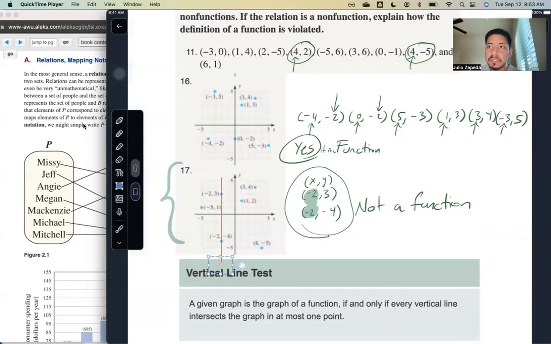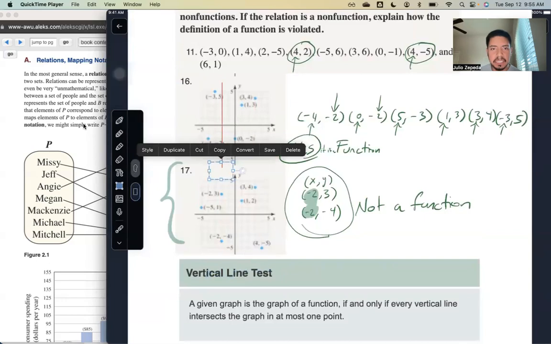Here, it fails to be a function. Let's go to problem number 16 and see, okay, only 1 point is being touched there. 1 point, 1 point, 1 point, 1 point. Never would a vertical line touch 2 points on problem number 16. So this is a function.